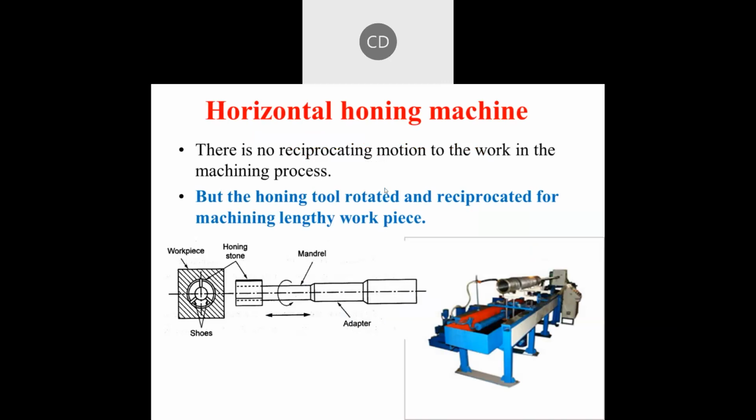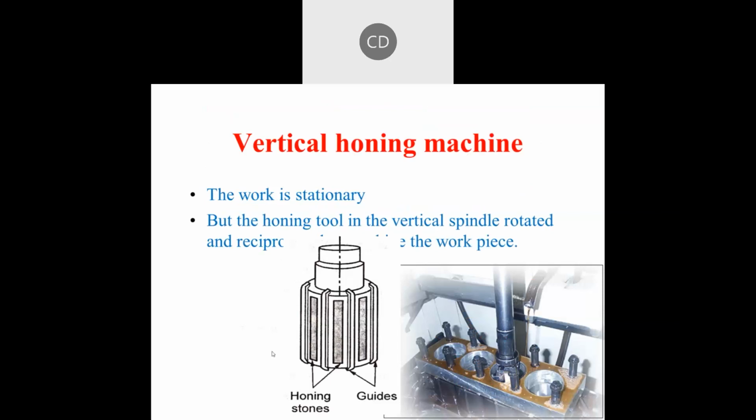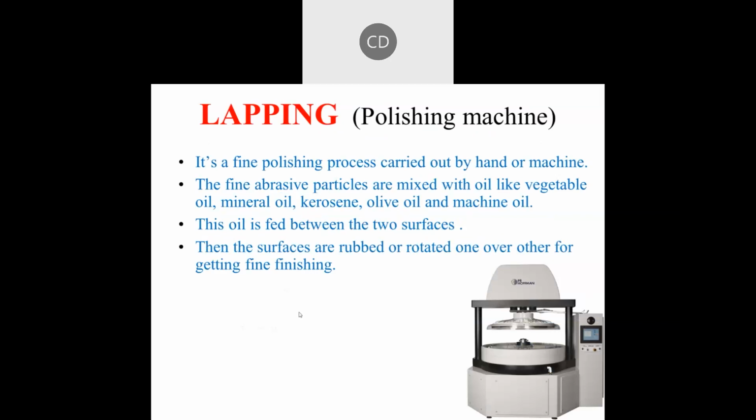The horizontal honing machine: the work does not reciprocate in the machining process, but the honing tool rotates and reciprocates to machine a lengthy workpiece. The workpiece has to be held between the two centers of the machine. So the next one is the vertical honing machine. The work is stationary, but the honing tool on a vertical spindle reciprocates to machine the workpiece. The next one is the lapping and polishing machine.